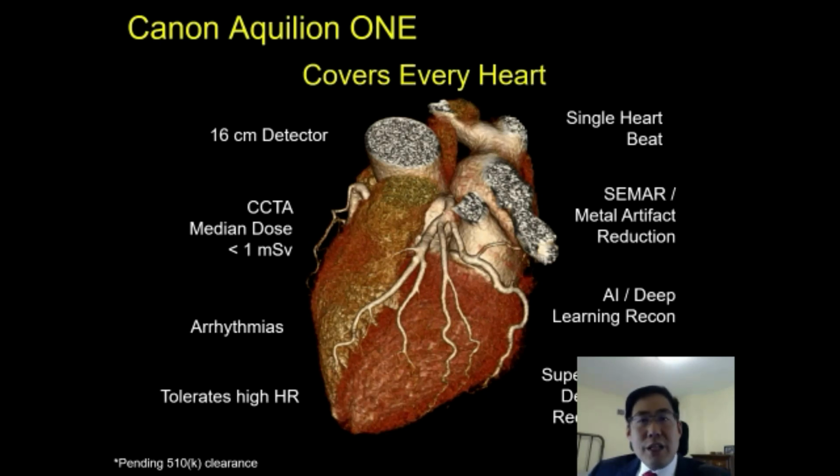Now, we also have new imaging technologies like the metal artifact reduction technology, or CMAR, to remove those artifacts from pacemaker leads or surgical clips. And now we have these new deep learning image reconstructions, or even the newer super resolution image reconstruction, which makes interpretation a lot easier, and we're better able to identify and characterize coronary disease.